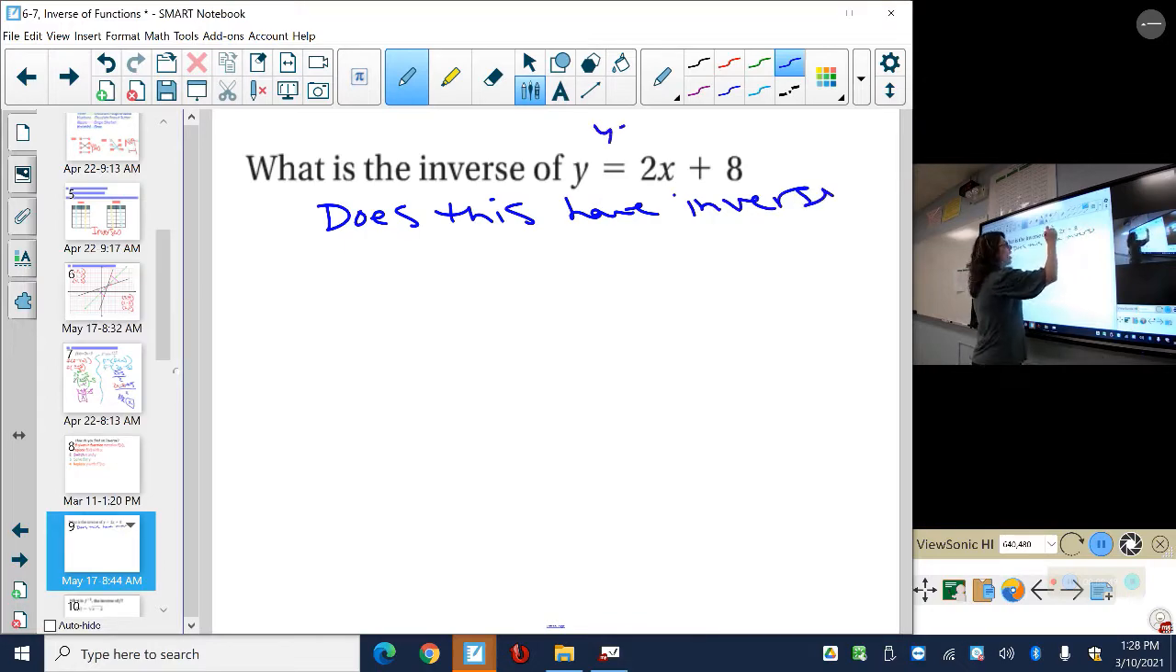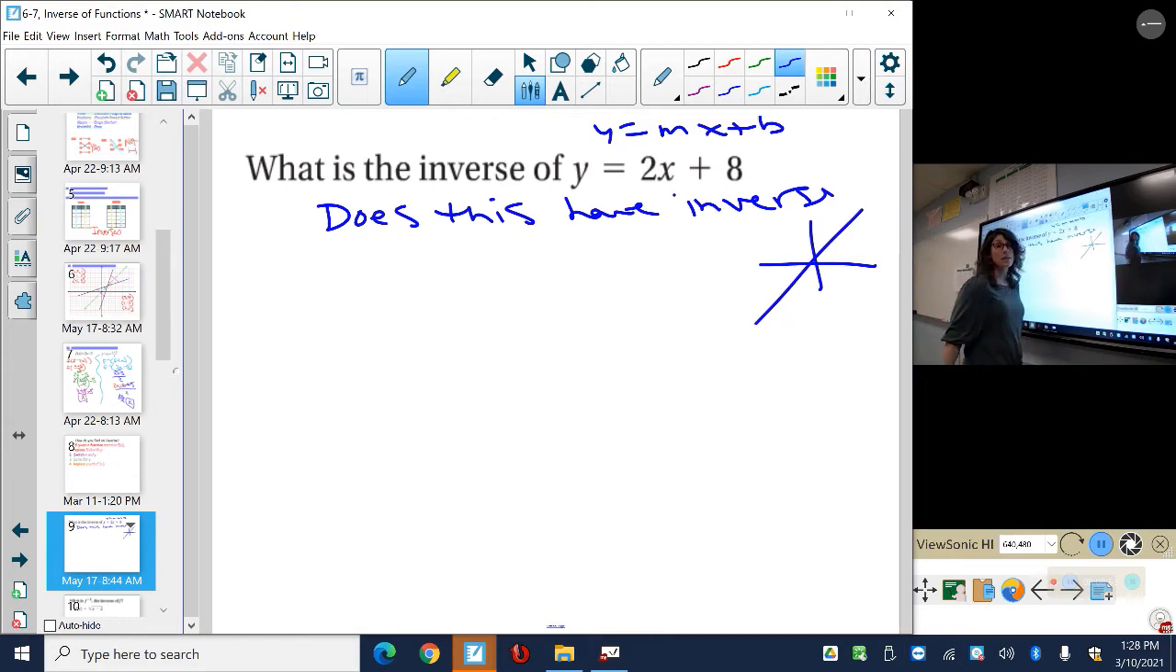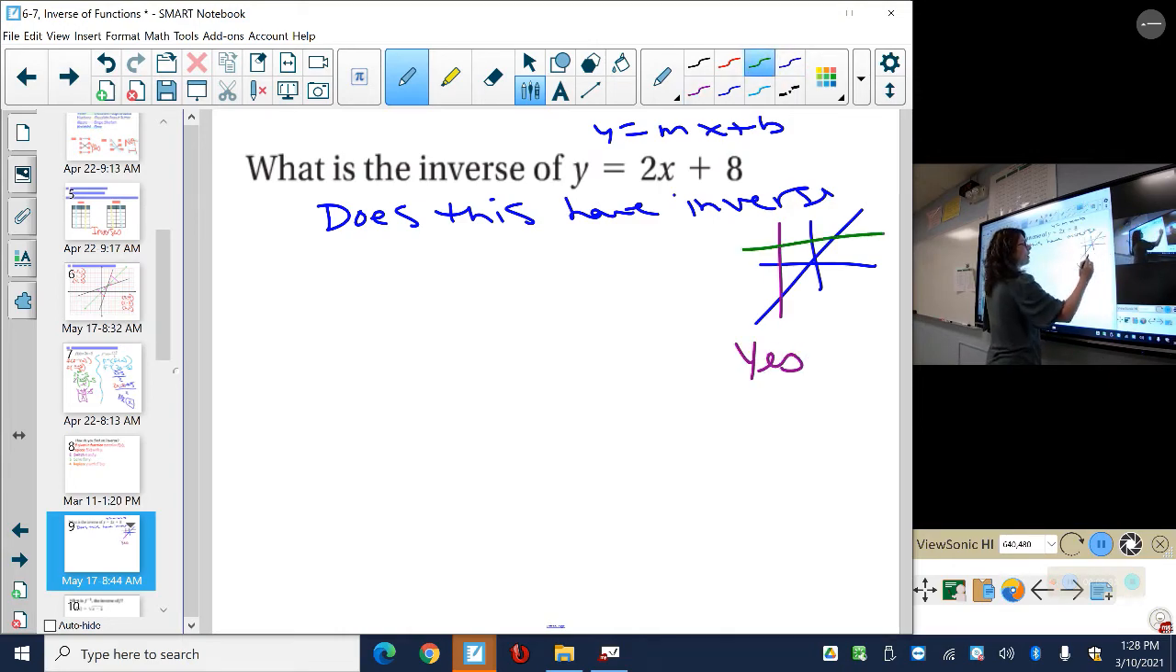Well, this is y equals mx plus b. We know that y equals mx plus b is a line. So I have to find out if it passes the vertical line test, which yes. And then I have to find out if it passes the horizontal line test, which yes. So once it's passed the vertical and the horizontal line test, I know that the inverse exists. So I'm going to go ahead and find that.